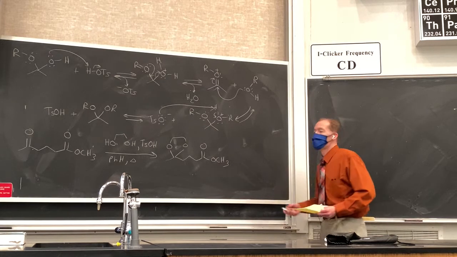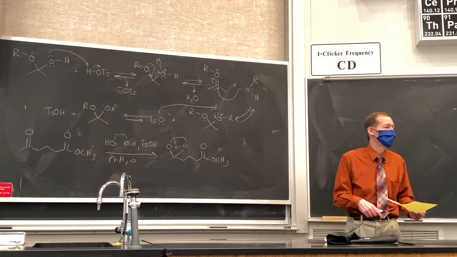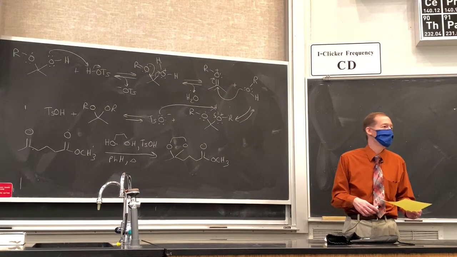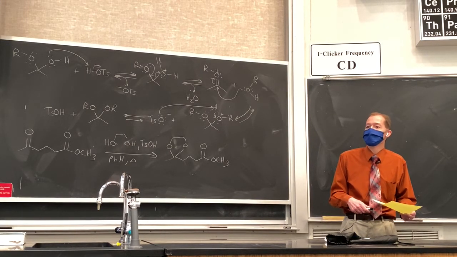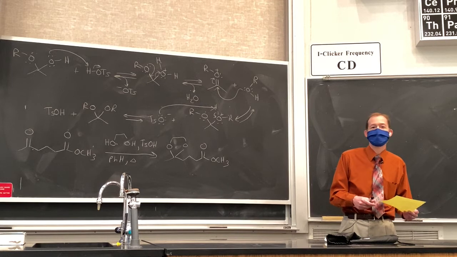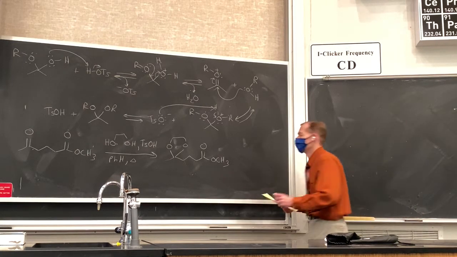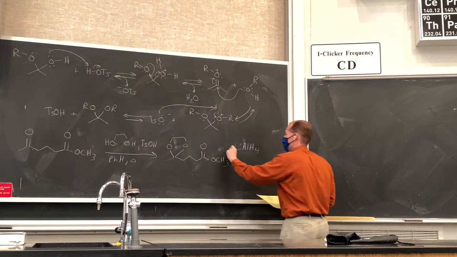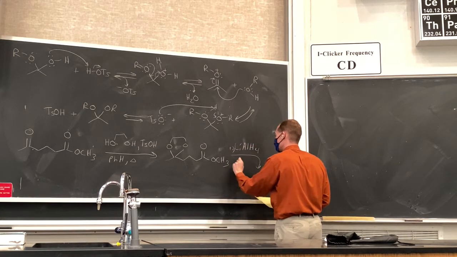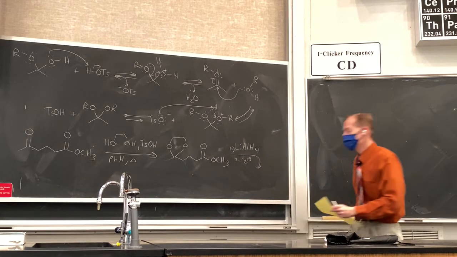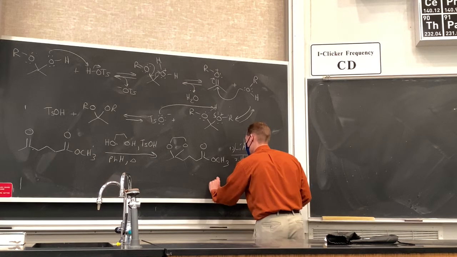What reagent do we use to reduce esters to primary alcohols? Our strongest reducing agent. What is it? We have a test on Friday, so if you don't know it now, you have a limited amount of time to learn it. Lithium aluminum hydride. Okay, if we use lithium aluminum hydride, followed by the addition of water, we're going to reduce that ester to the primary alcohol.